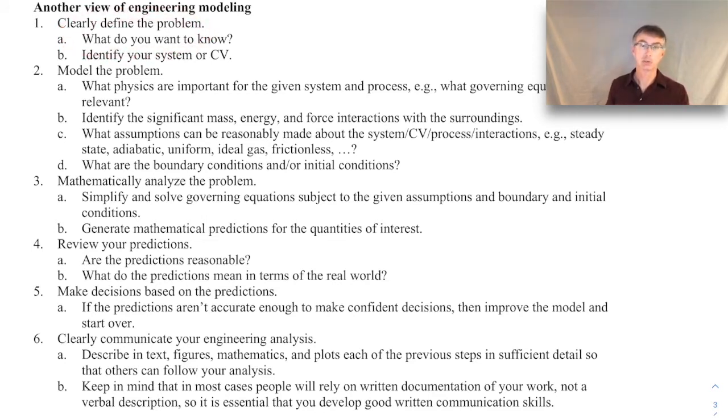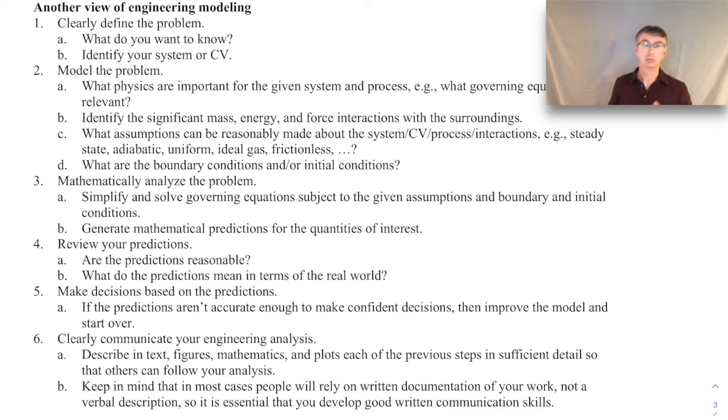Right? So we see something in the real world, we need to make sure that our model is reflecting that reality to a sufficiently good degree so that we have confidence in our predictions. So one of the things we want to do when we define that problem is, what is it that we want to know? What do we want to predict? Models aren't going to be able to predict everything. One model can't do it all.